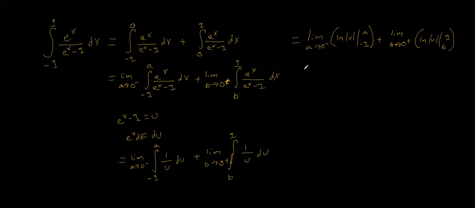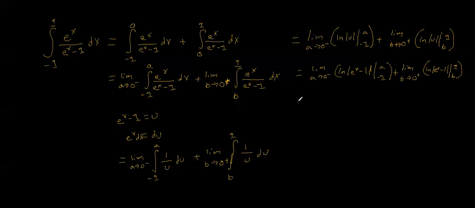And now when we plug u back in, we have the limit as a approaches 0 from the negative direction of the ln of the absolute value of e to the x minus 1 evaluated from -1 to a, plus the limit as b approaches 0 from the positive direction of the ln of the absolute value of e to the x minus 1 evaluated from b to 1.